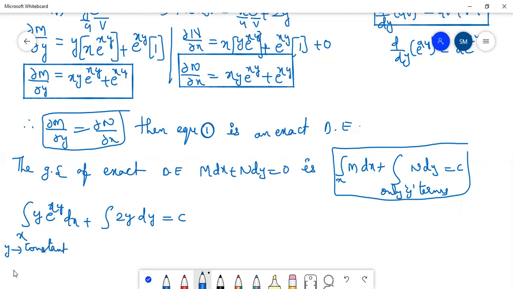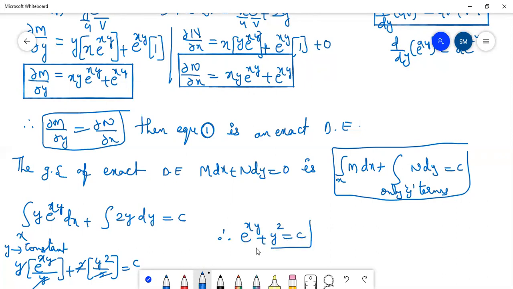So it will be y, e raised to xy by y, y is outside. The integral of e power xy is e raised to xy by y, plus 2 into the integral of y dy, which is y square by 2. The 2 cancels, the y cancels. Therefore, e power xy plus y square equal to c is the general solution of equation 1.